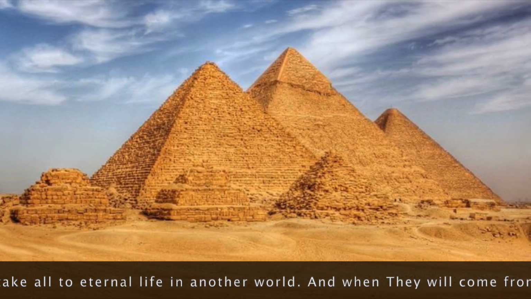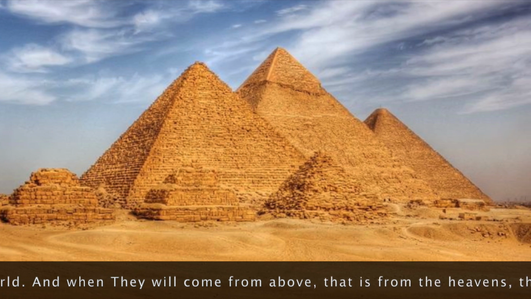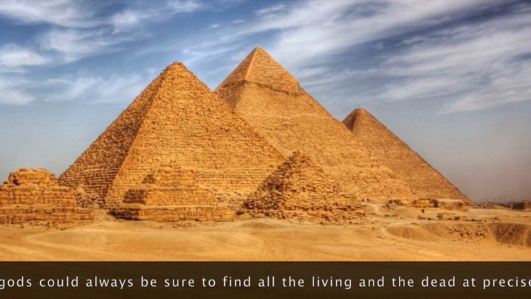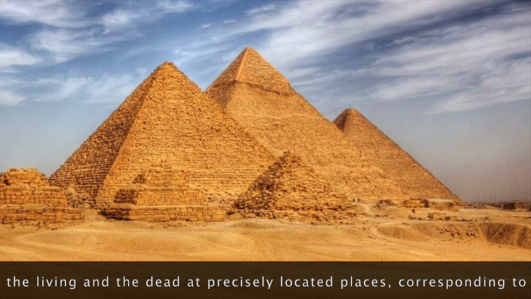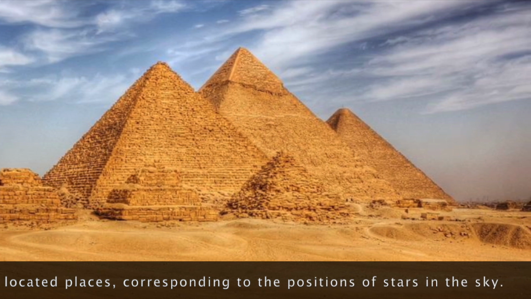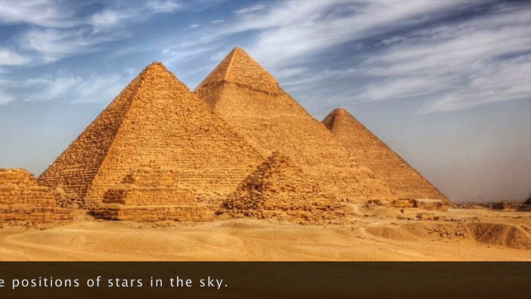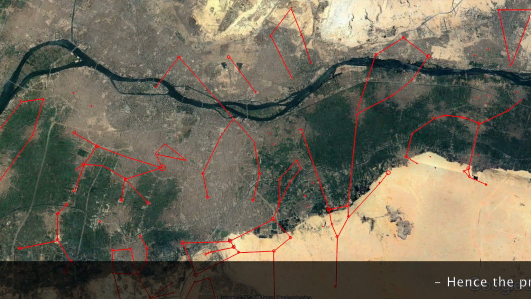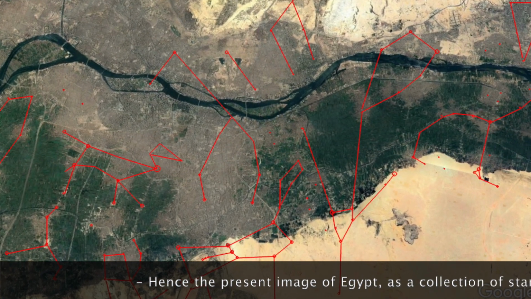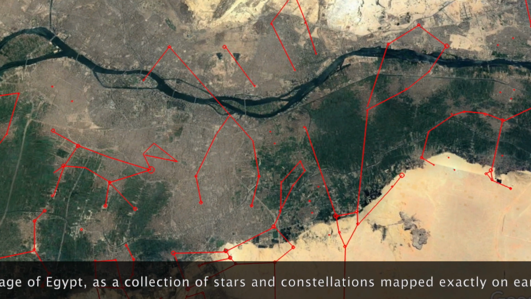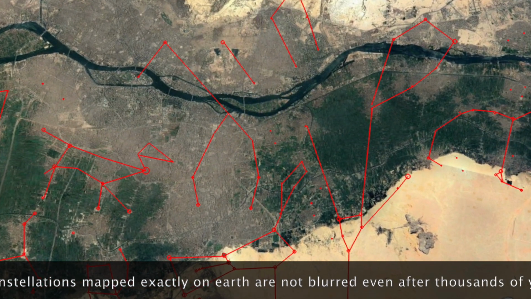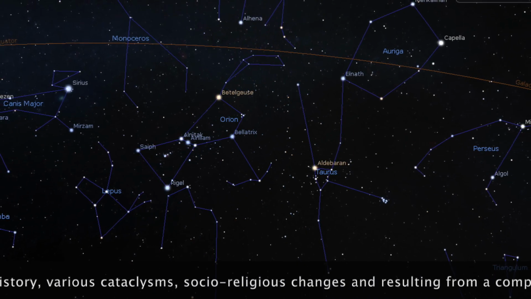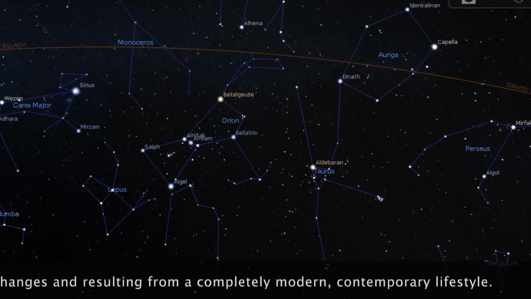And when they come from above, that is from the heavens, the gods could always be sure to find all the living and the dead at precisely located places corresponding to the positions of stars in the sky. Hence the present image of Egypt, as a collection of stars and constellations mapped exactly on Earth, is not blurred even after thousands of years of history, various cataclysms, socio-religious changes, and a completely modern, contemporary lifestyle.